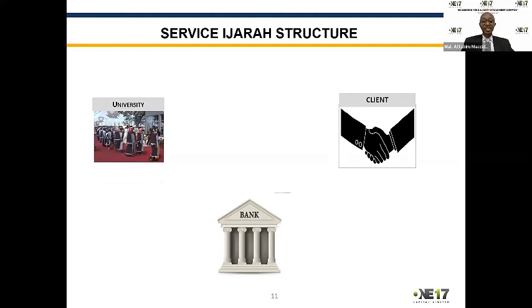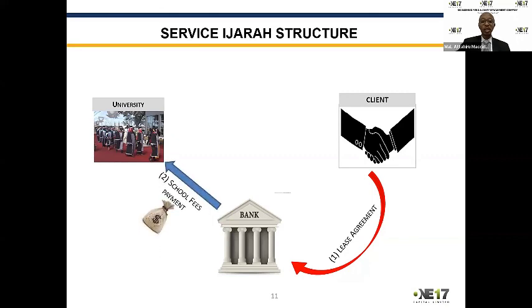Because it is a service, the bank has to use another structure, which is a service Ijara, in order to make sure that they have a lease agreement which is going to be executed. Immediately after the bank has done their credit analysis of either the guardian of the customer or the customer himself, that he has the ability to pay as and when due whatever is agreed, then the bank can decide to go into a contract with the university in order to pay the school fees to this university.